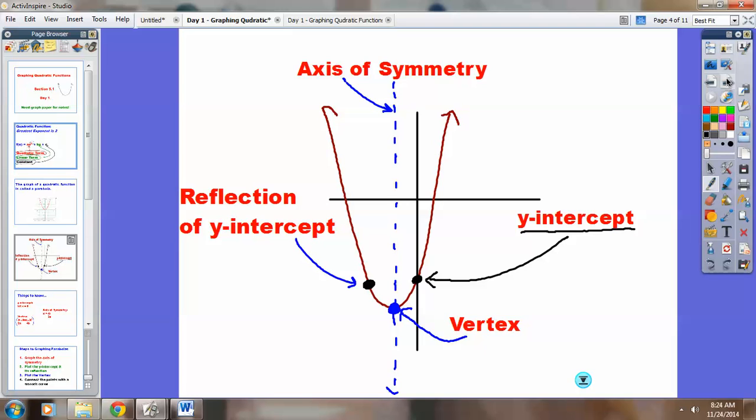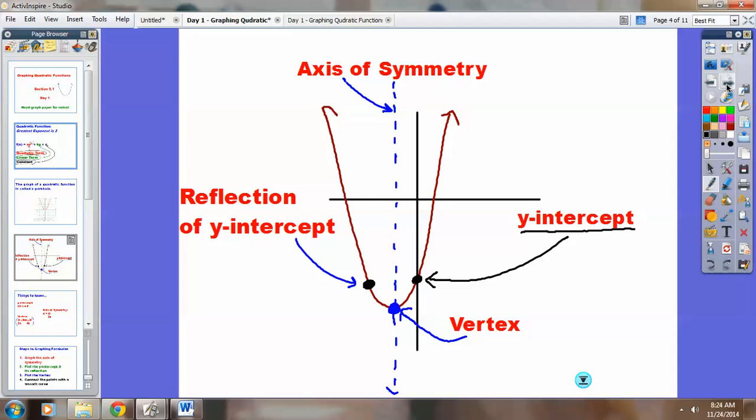You guys know what a line of symmetry is. Probably back in middle school, or if you're in geometry, we talked about symmetry before. That's an imaginary line you could draw down a symmetrical shape, where if you fold it in half, it's the same thing on both sides. Parabolas have that line of symmetry, and it's called an axis of symmetry. We're also going to plot and graph a reflection of our y-intercept. We're reflecting it across our axis of symmetry.